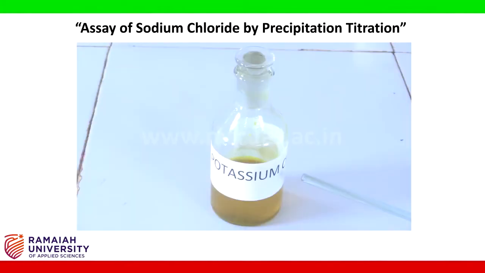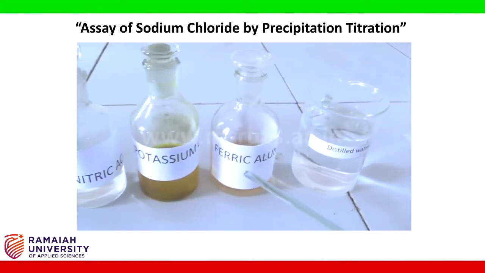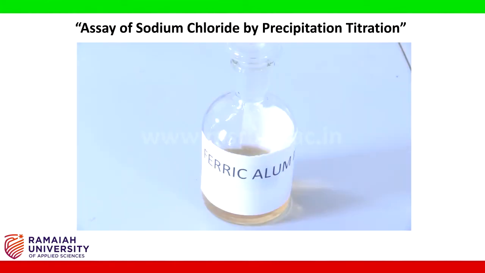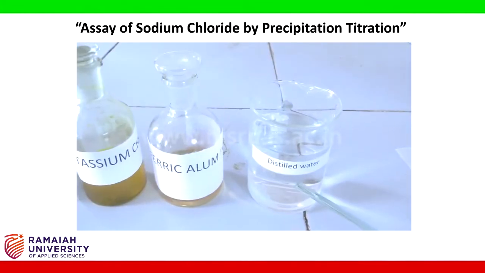Potassium chromate as indicator in the standardization of 0.1 normal silver nitrate. Ferric alum indicator. Ferric alum is used as the indicator in the assay of sodium chloride and standardization of 0.1 normal ammonium thiocyanate. And distilled water.